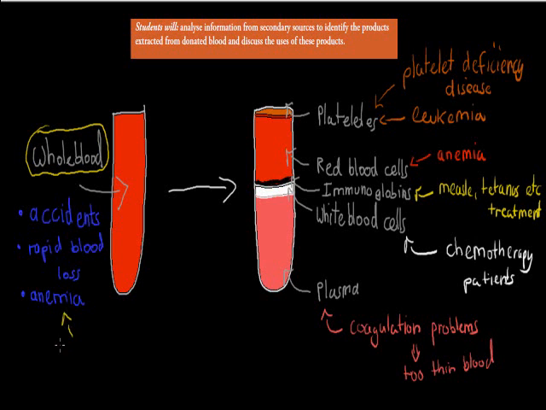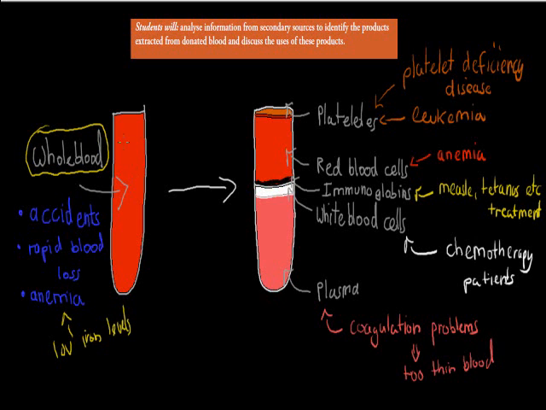Anemia was low iron levels. And remember, iron was in red blood cells because of hemoglobin, so heme was for the iron. So if you are given whole blood, you'll also be given red blood cells, which means you're going to increase your iron levels. Low iron levels.